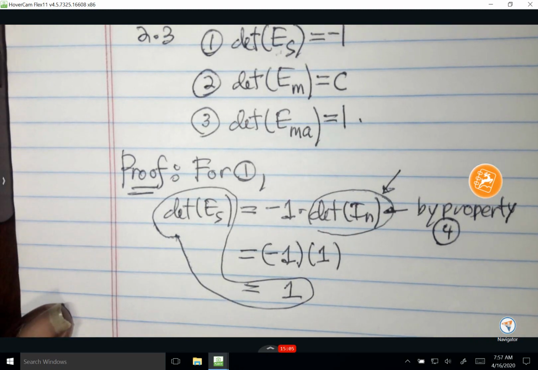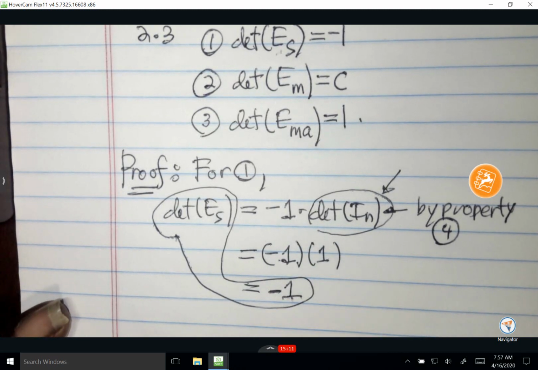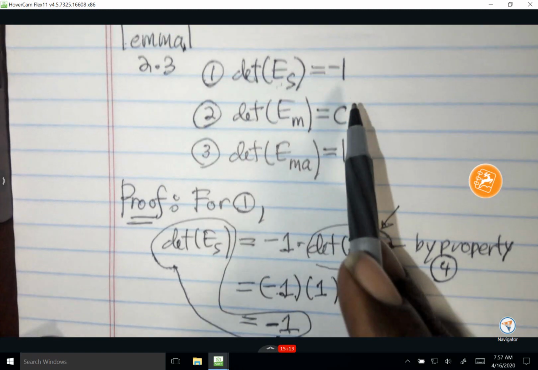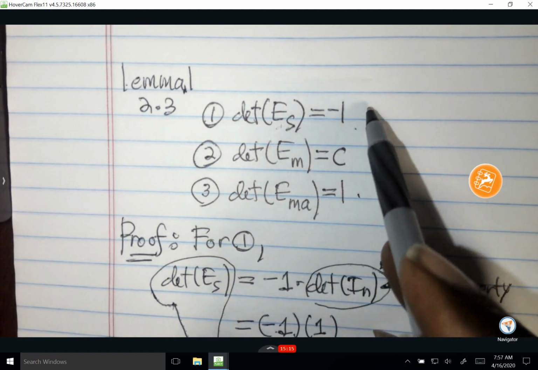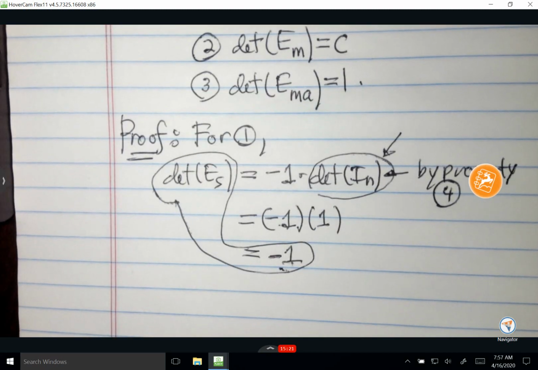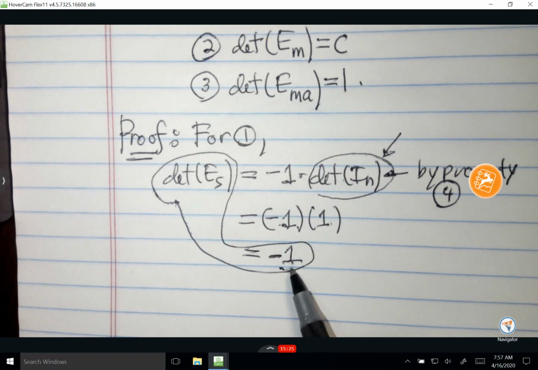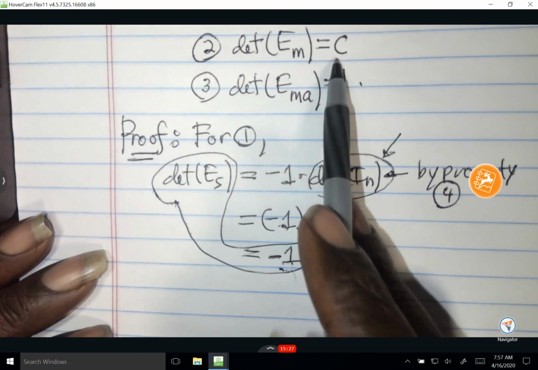Okay? Or sorry, that's minus 1. Sorry, minus 1 times 1 is minus 1. Yeah? So you get minus 1, and you've proven this first one here. Okay? So the determinant of IN is 1. You have a minus 1 here. Multiply them, you get that. Okay, let's do 2.